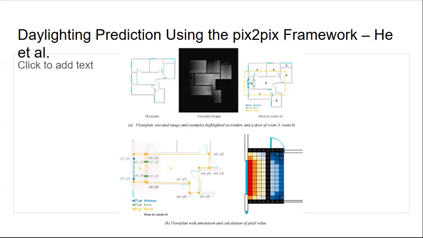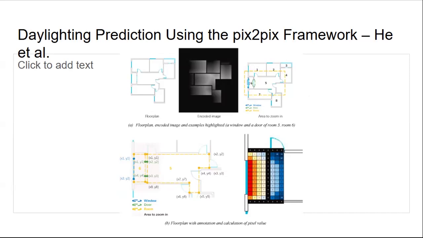His team projected the room layout right onto the grid, and they got this kind of grayscale map. And then they use this as input. And of course, the daylighting simulation results for this specific room are used as the output. So this model allows for efficient daylighting prediction across different spaces. However, there are some important limitations.